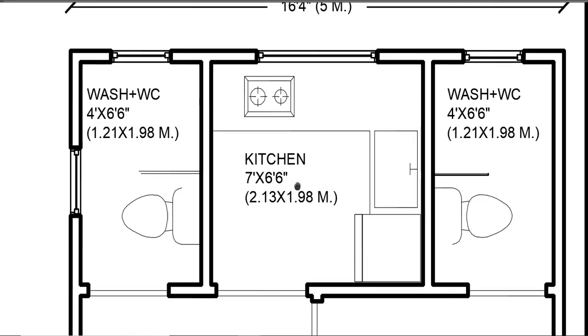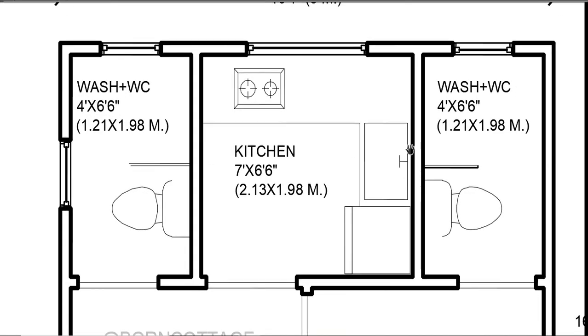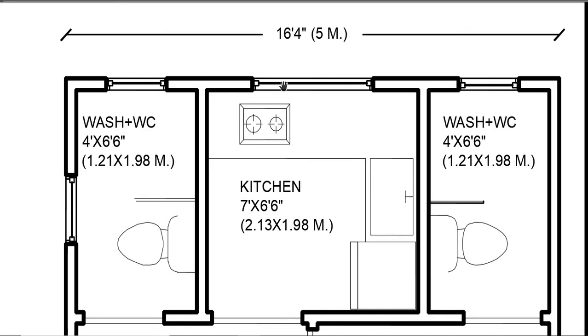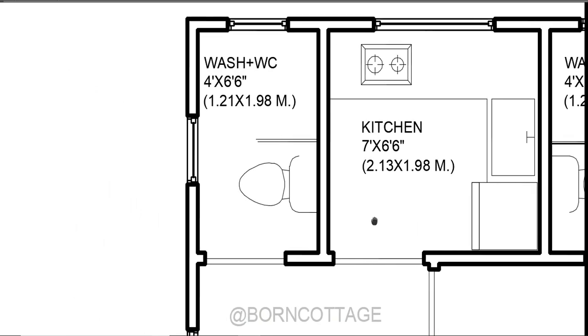So we have a kitchen here. The size of the kitchen is 7 feet into 6 feet 6 inches, in meter 2.13 into 1.98 meter. You can see here the burner, sink and also refrigerator arrangement, and we have a large size window for ventilation of this kitchen. We have a common use washroom plus water closet here.